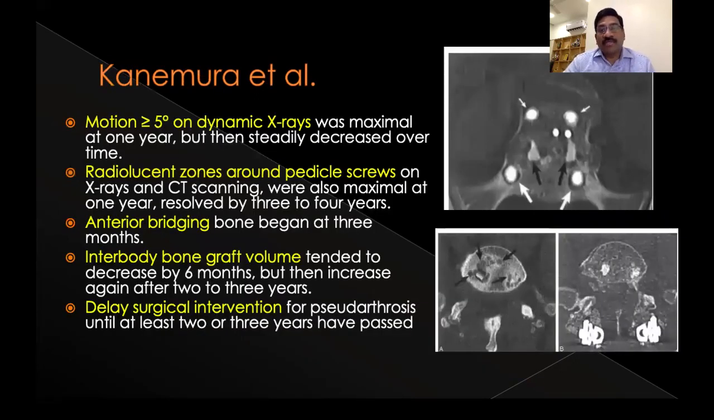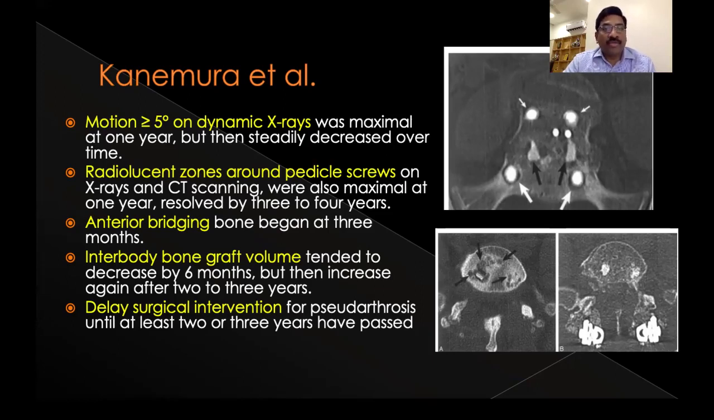Kanemura has actually described the sequence of events that can happen with these fusions. Motion of greater than 5 degrees on dynamic X-rays can be noticed till 1 year, but it steadily resolves over a period of time. So one needs to be patient and wait. It's not alarming to see a failure of fusion of more than 5 degrees in a dynamic X-ray.